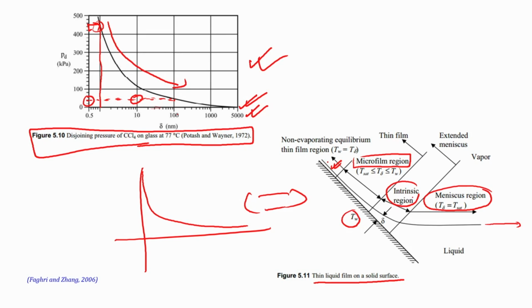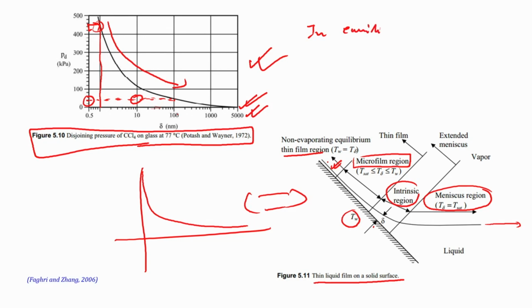Now, in an equilibrium thin film, the liquid molecules adhere to the surface. Therefore, there is practically no evaporation. In the non-evaporating thin film region, the temperature of the wall is basically imposed on the liquid, because the liquid molecules are adhering to the substrate.